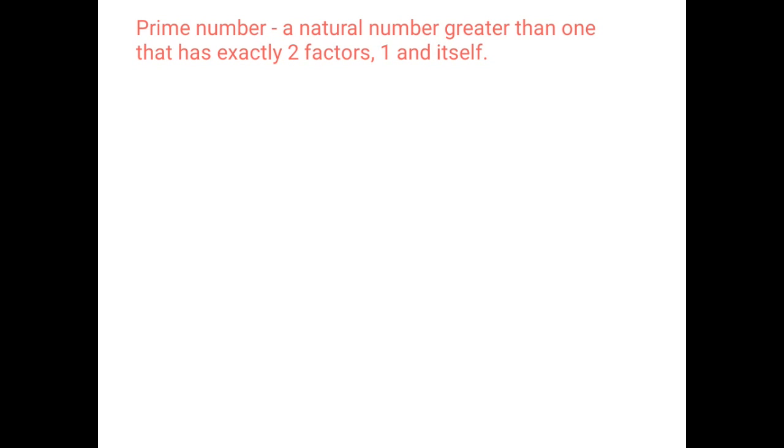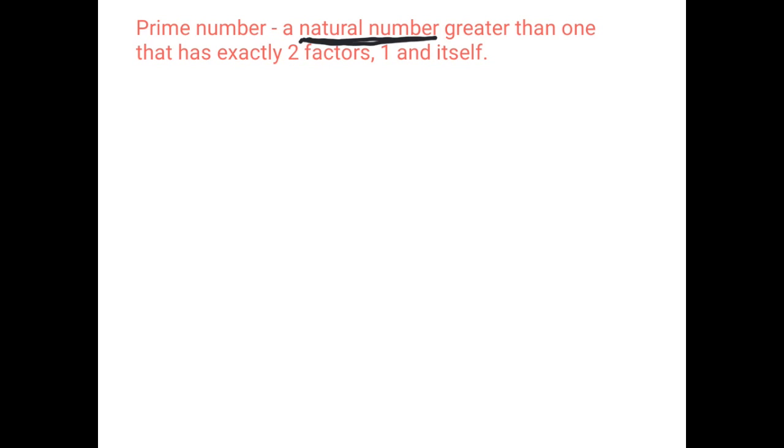So let's break this definition up a little bit. First of all, we need to think about what a natural number is. Well, a natural number is just a number that you count naturally: 1, 2, 3, 4, 5, and that includes the number 0. 0 is a natural number.